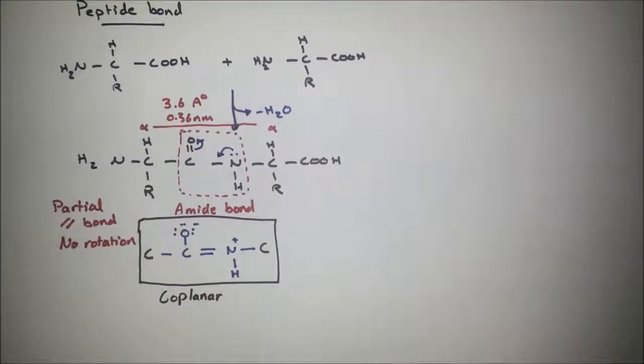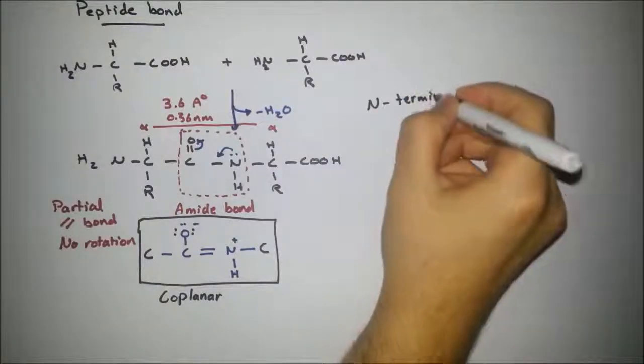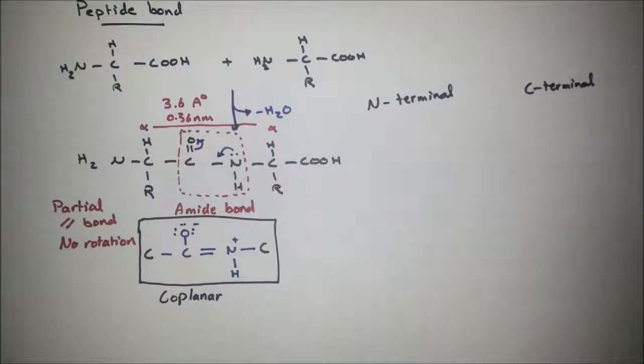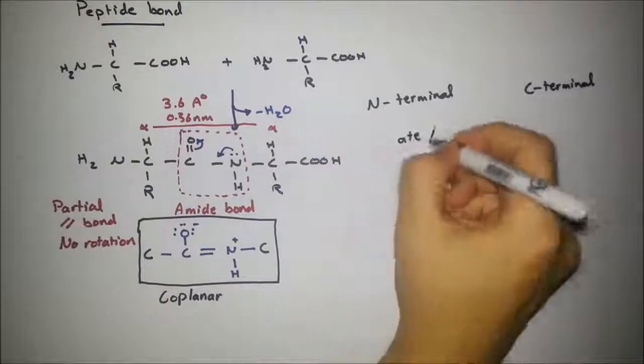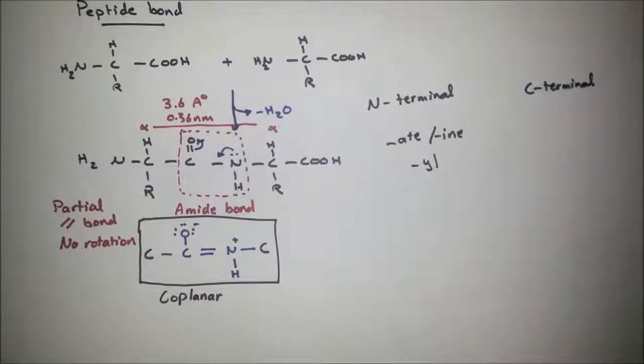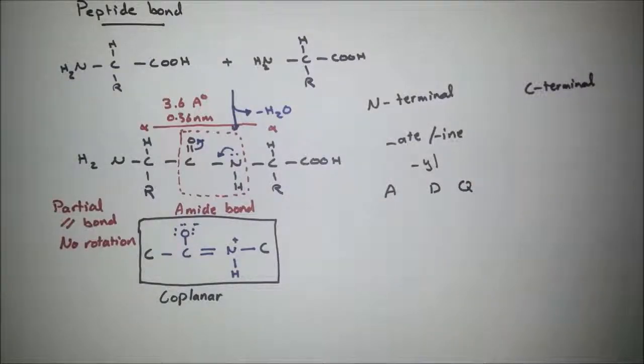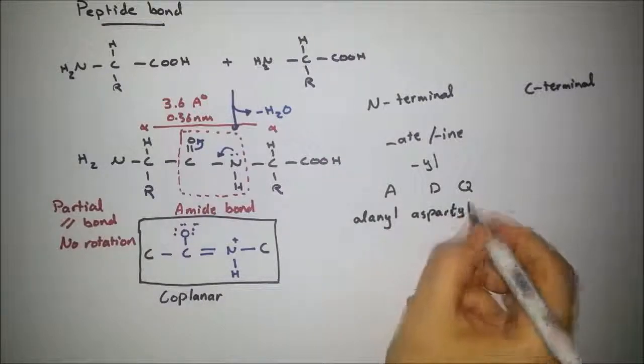Before setting you free, you have to know that whenever a sequence of amino acids in a peptide chain is drawn, you will always have the N terminal on the left hand side and the C terminal on the right hand side. And when naming small peptides, you have to start from the N terminal, and you should replace the suffix "-ate" or "-ine" with "-yl" in all the amino acids except the last one. Here is an example of a peptide formed of alanine, aspartic acid, and glutamine. It should be called alanyl aspartyl glutamine.